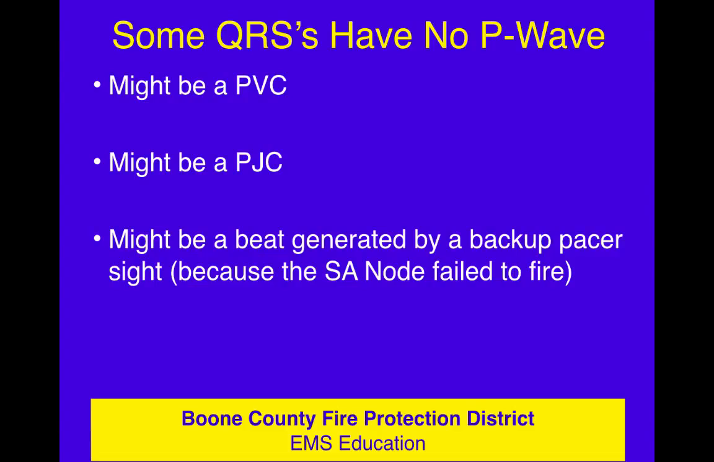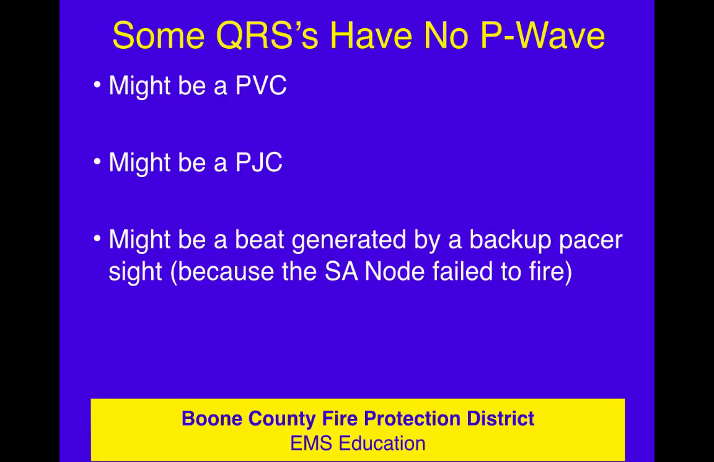Some QRSs have no P wave. Maybe it's an extra beat. Maybe it started in the ventricle, so it's a PVC. Maybe it's a PJC. Or maybe it wasn't an extra beat, an ectopic beat, an early beat. Maybe it was a backup beat. Maybe the SA node didn't function, and so then the junction kicked in and produced a junctional complex that really was called an escape beat because it helps you escape death.